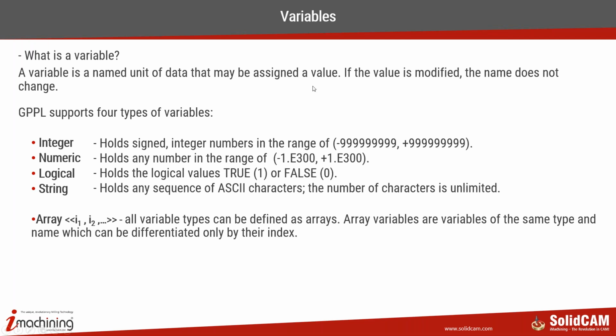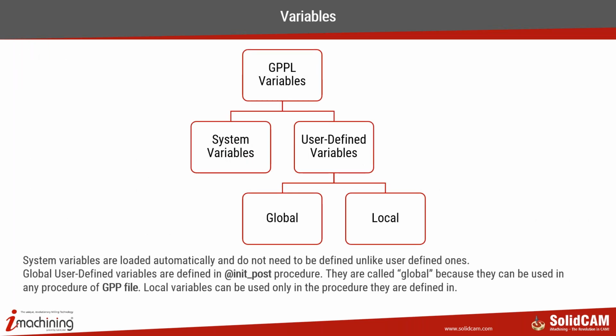So how do you define a variable? Well, you can have system variables that don't need any defining, so they are loaded automatically. And you can have user-defined variables that we define by ourselves. All those variables can be local or global. Now, the global variables are defined in the init post procedure and can be used throughout the whole GPP file in all procedures. So you define it in init post and use it wherever you want.